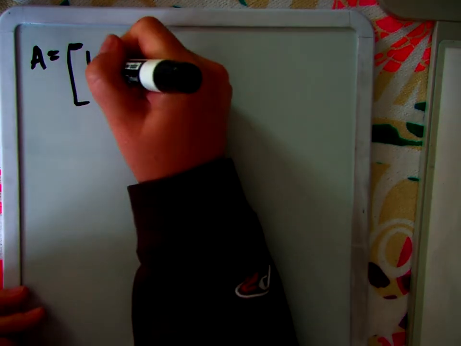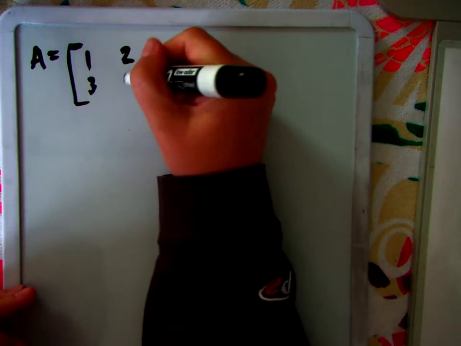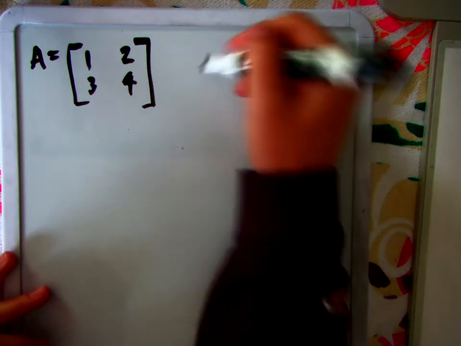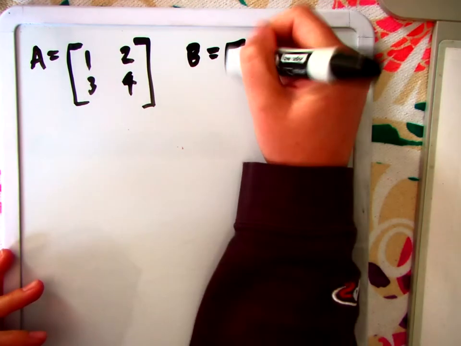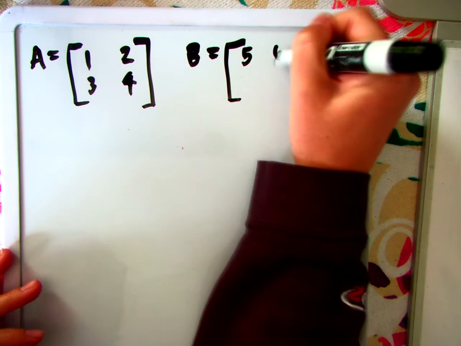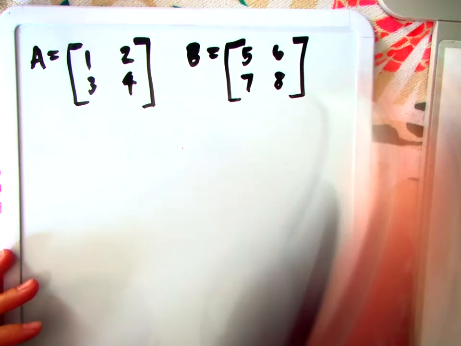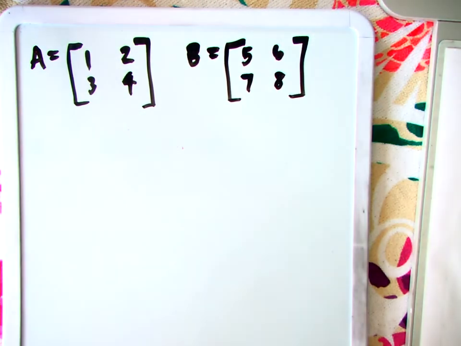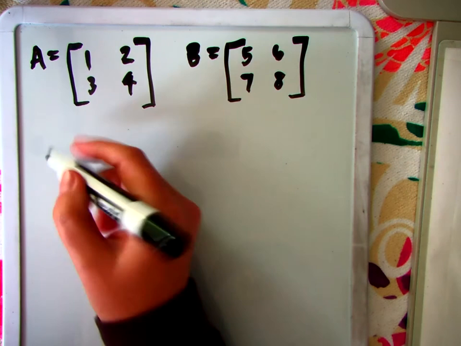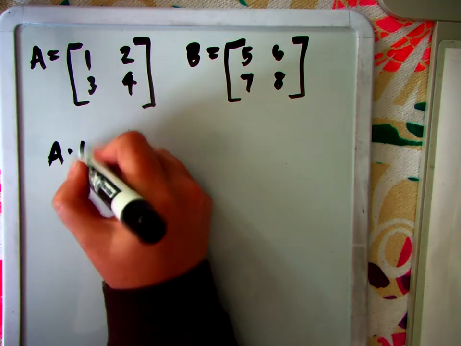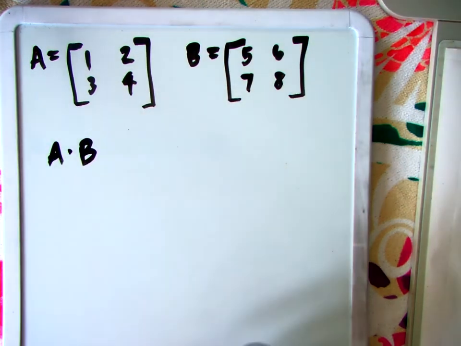All right, so I'm going to define a couple matrices for right now. In general, we do this with a capital letter. So let's say matrix A is defined as 1, 2, 3, 4. Feeling very creative today. Matrix B is 5, 6, 7, 8. And the first operation I want to perform is A times B. Matrix A times matrix B.